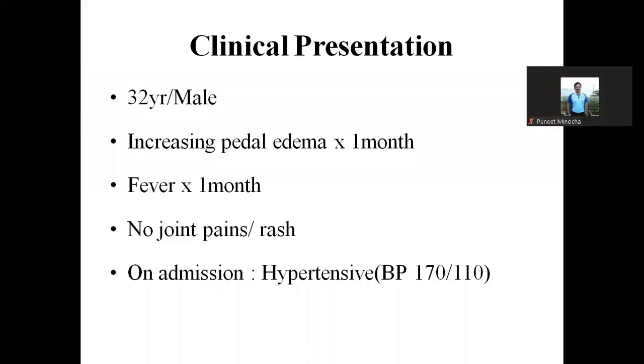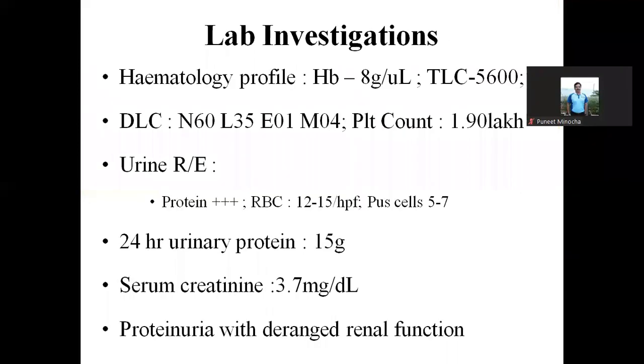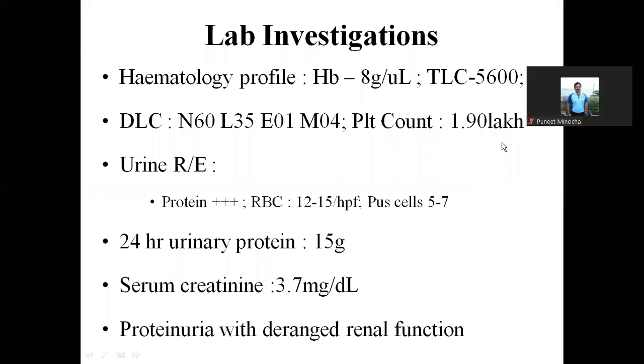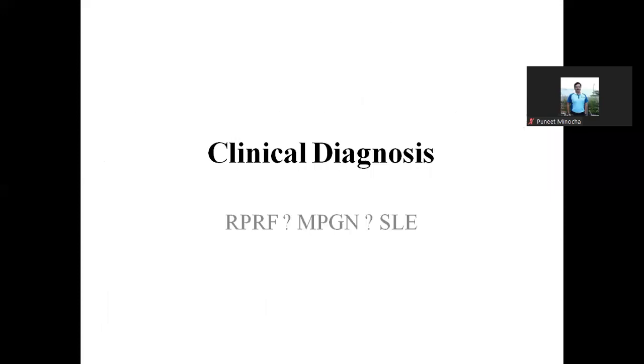So I'll come to one case presentation. A 32-year-old male with increasing pedal edema for 1 month and fever for 1 month, no joint pains, no rash. On admission, the patient was hypertensive, blood pressure was 170 by 110, and the hematology profile shows hemoglobin of 8 grams, TLC was 5,600, and the urine routine microscopy showed 3 plus proteins, RBCs 12 to 15, 24-hour urine protein is 15 grams, and serum creatinine was 3.7 milligram. So proteinuria with deranged renal function. The clinical diagnosis was RPRF, query IgA nephropathy, query SLE.